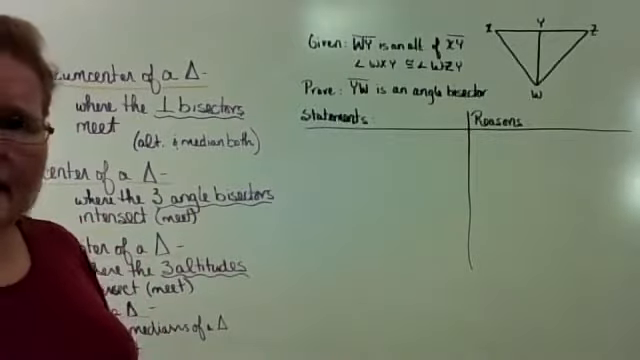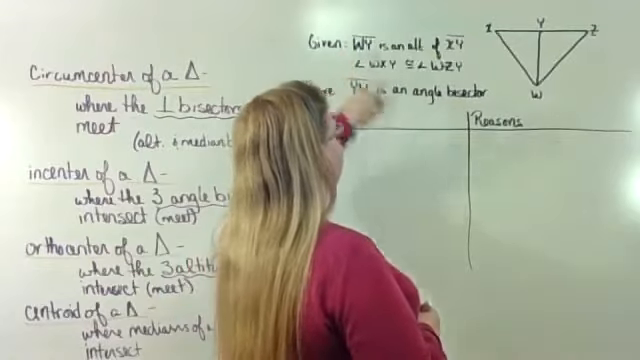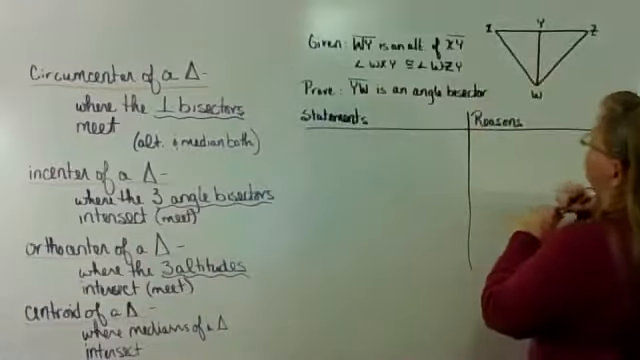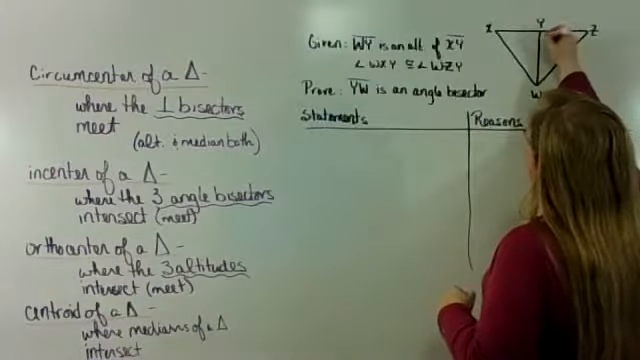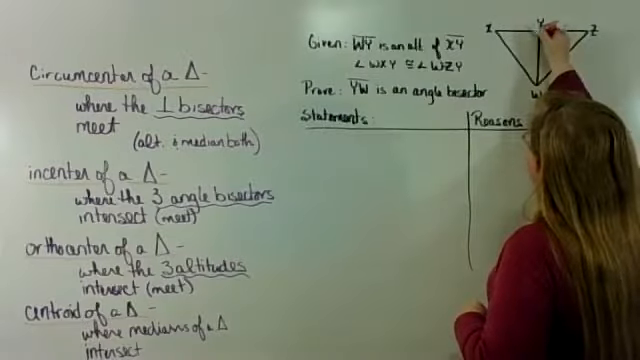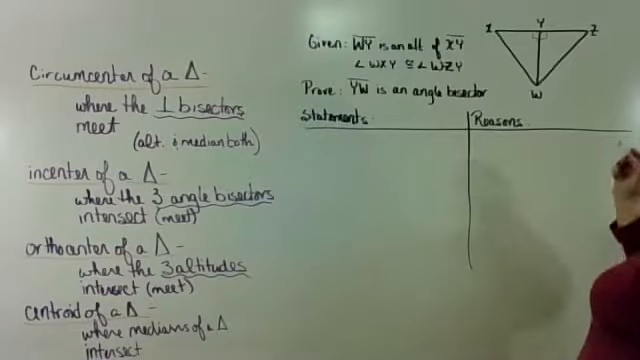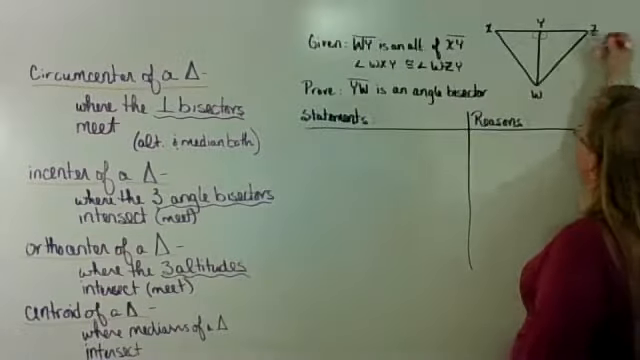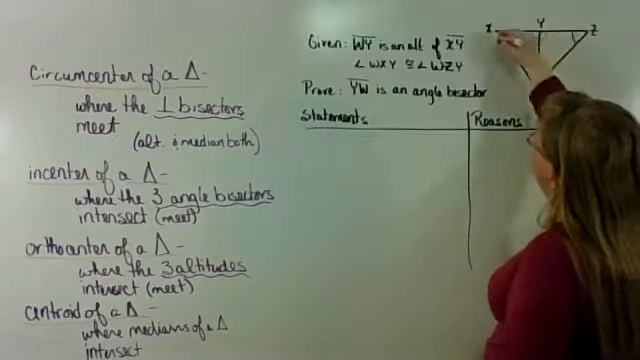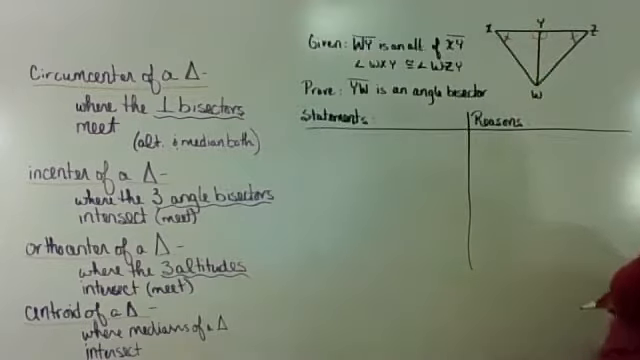And I'm ready. So they told you that WY, that's this one, is an altitude. That means it has to meet at a 90-degree point there. Incidentally, it's on both sides, so I'm going to mark it on both sides of XY. And they told you that angle WZY is the same as angle WXY. So I'm going to go ahead and mark those there.